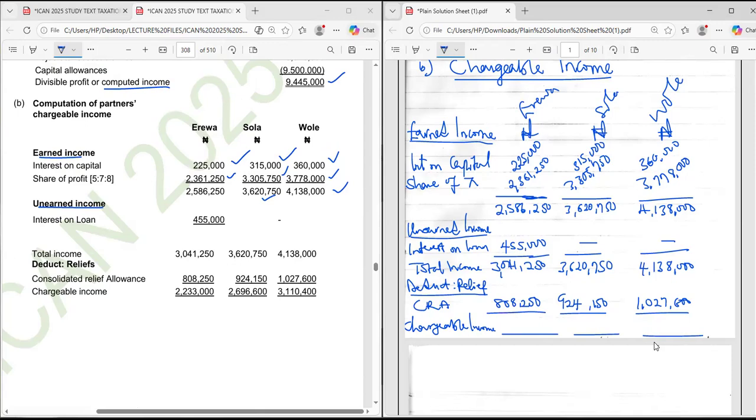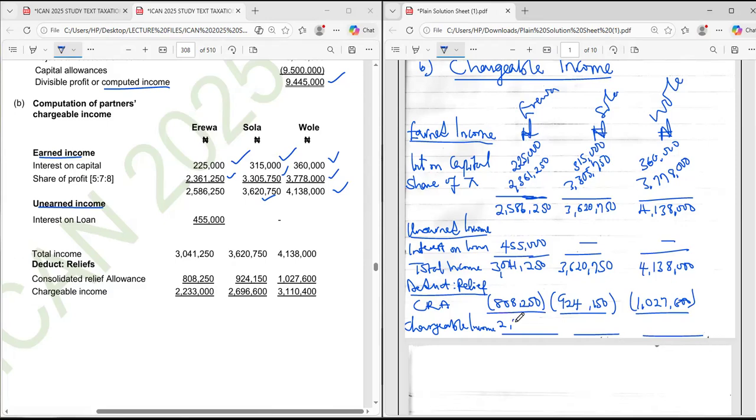Chargeable income. No, chargeable income: the income that is subject to tax. That's the income that we're going to tax now. We are supposed to tax our total income, but now the government is saying take the CRA without you, the remaining one that I will not tax. So if you minus it, all these things are deducted.